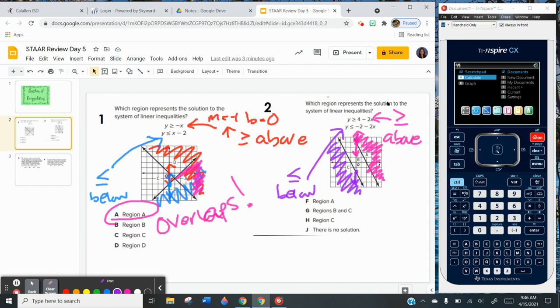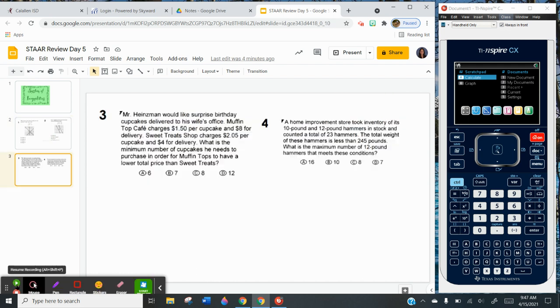The question is, which is our solution? The solution is your overlapping section. You'll notice that one had this side of the line and one had this side of the line. There is no overlapping region. So actually, there is no solution to this system.